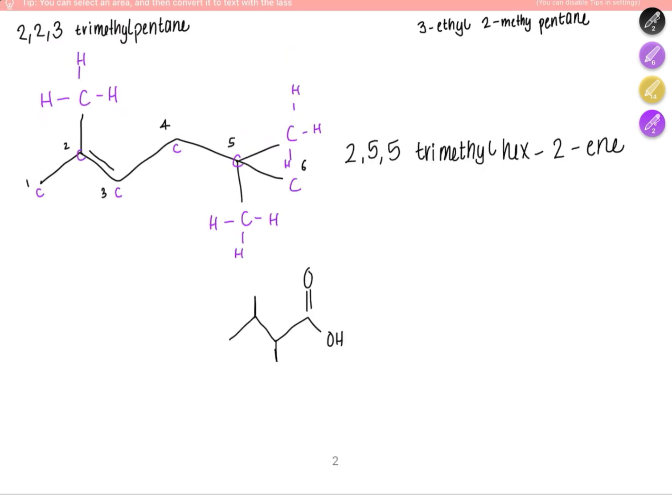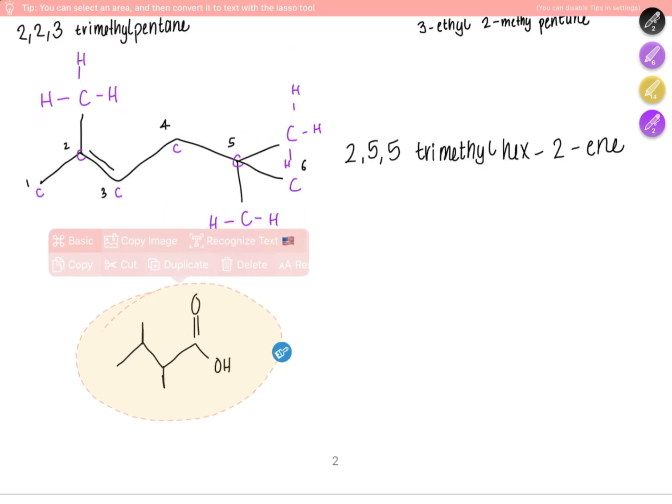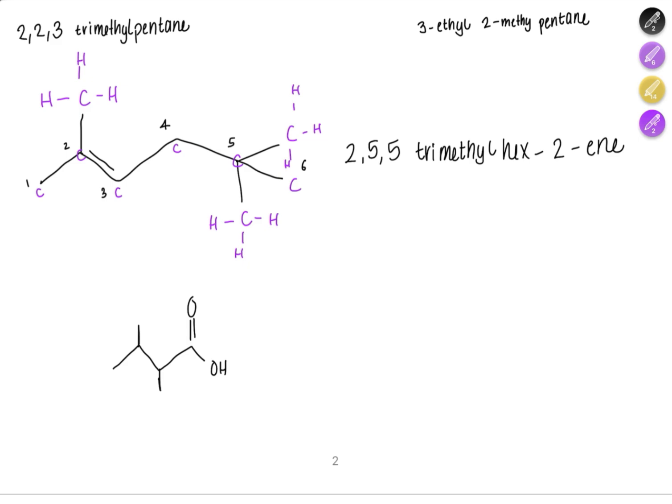Can you try to name this now? Remember, this represents a carboxylic acid group. Okay, so if you're done, this is your main chain. How many carbons do you have? 1, 2, 3, 4. Okay, do not count this as a carbon because this is for the OH. Okay, so the main chain has 4 carbons and this is butanoic acid.